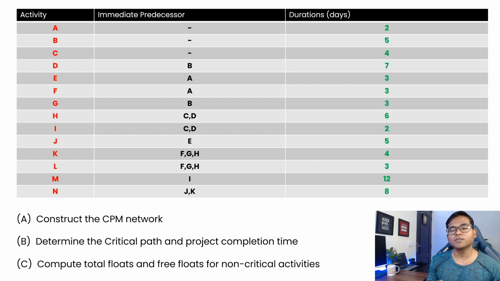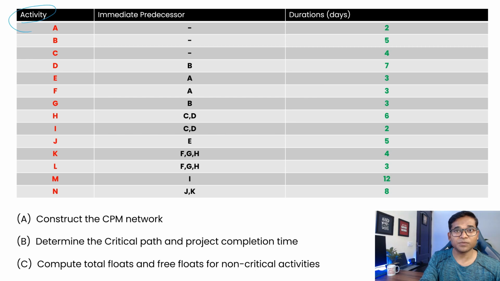Okay, so let's solve a problem of critical path method. If you see in this question, basically there are three parts. First thing is you need to draw a CPM network itself. Then you need to determine the critical path and the project completion time, as well as compute the total float and free float for the non-critical activity. So these are the questions we need to solve.